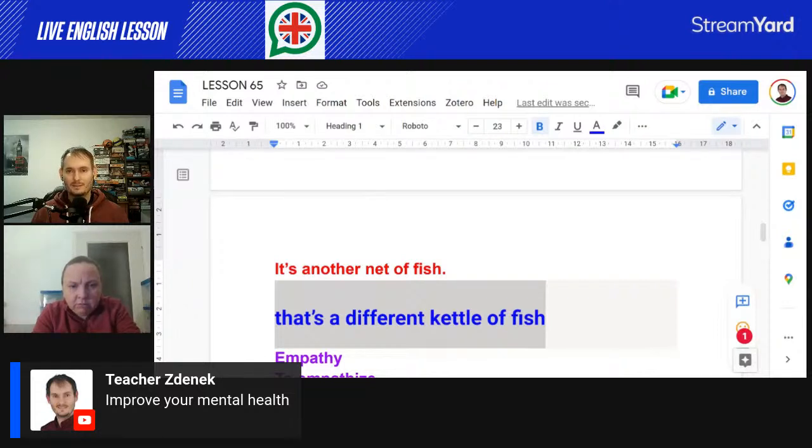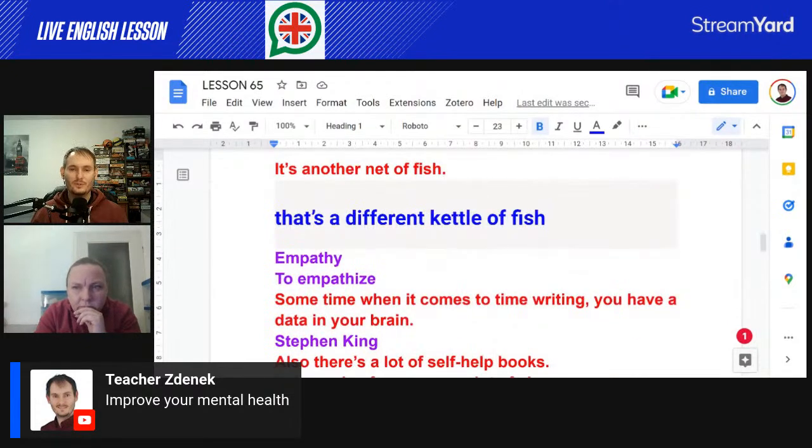Yeah, okay, but it doesn't always have to be. Here it's about difficulty as well. But I think it could also be used in the opposite meaning, right? You could say that something is difficult, and then you compare it to something else, which is a different kettle of fish, and it's easier. I see your point, but often it's used for something that is different because it's harder. You see what I mean?